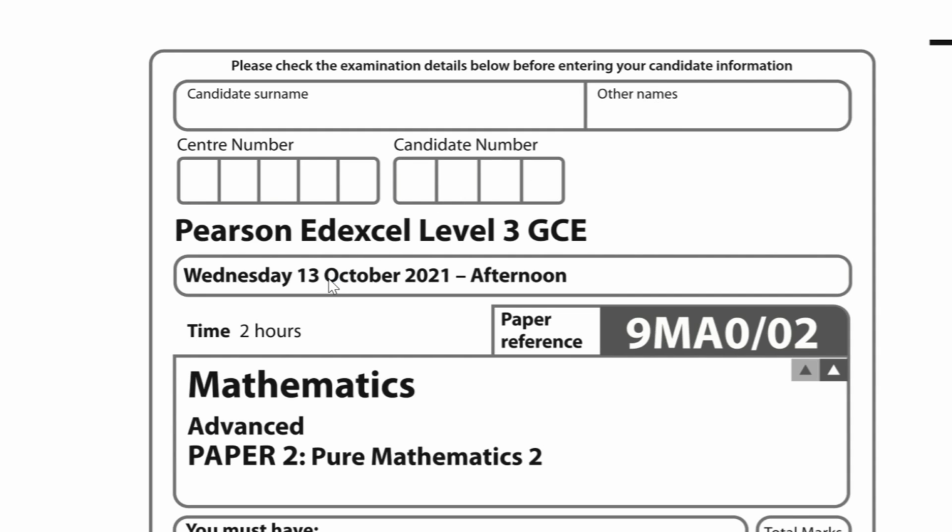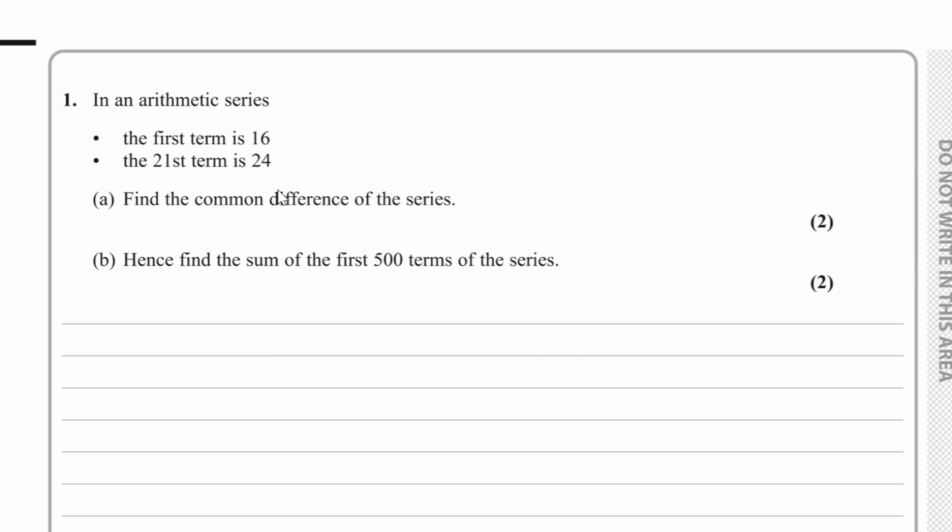This is the EdExcel A-Level Maths Paper 2 from the 2021 series covering the pure maths content. Question number 1. In an arithmetic series, the first term is 16 and the 21st term is 24.